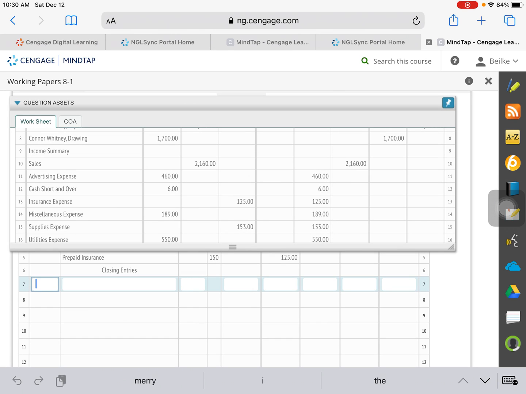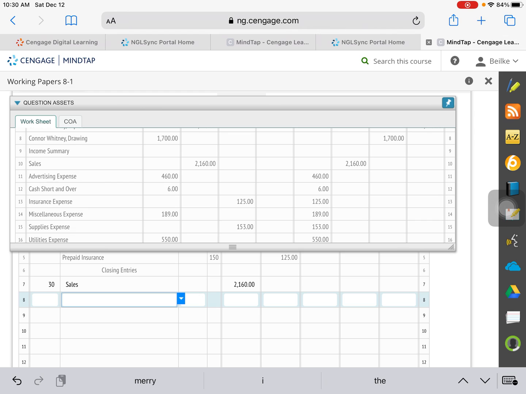Okay, so we're going to go down to our closing entry. The date is the 30th. And again, we're on line 7, so we don't have to write the month. Okay, we said we are going to debit sales because that will close out sales. So we're going to write sales. And we will debit for $2,160.